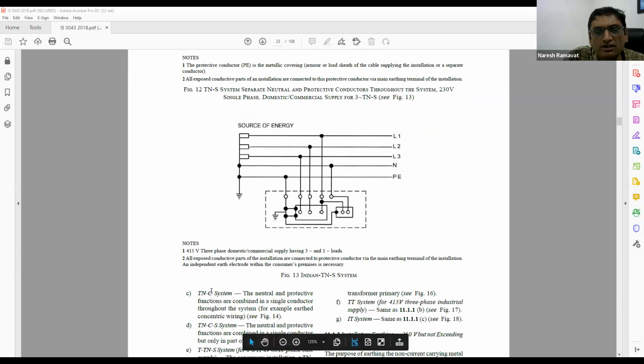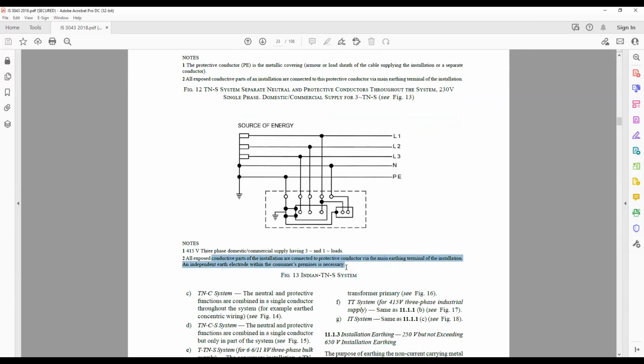See, read the notes written below. All exposed conductive parts of the installation are connected to the protective earth terminal of the installation. An independent earth electrode within the consumer's premise is necessary. Specifically written: earthing at the meter board. This is what is written in regulation 18. For a three-phase consumer premise, the MET or the earth terminal has to be connected to an earth electrode as well.